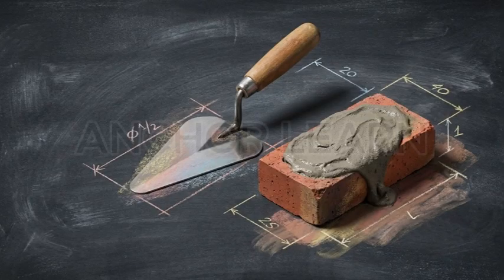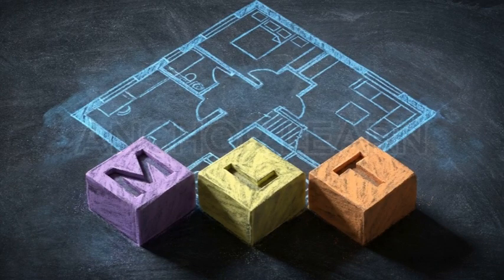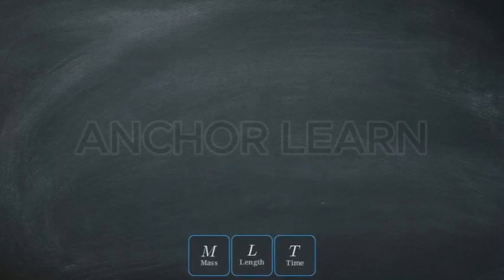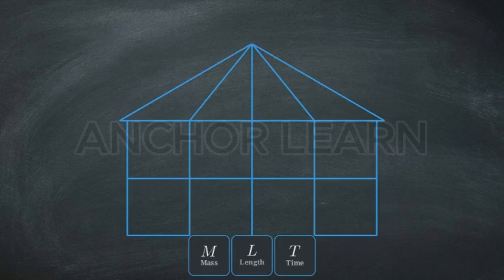A compound wall looks complex, but it is constructed from basic raw materials like cement and wood. In physics, every complex quantity is built from just three fundamental blocks: mass, length, and time. These are your fundamental dimensional symbols. M represents mass, L represents length, and T represents time. These three tools are all you need to solve dimension problems on the exam.